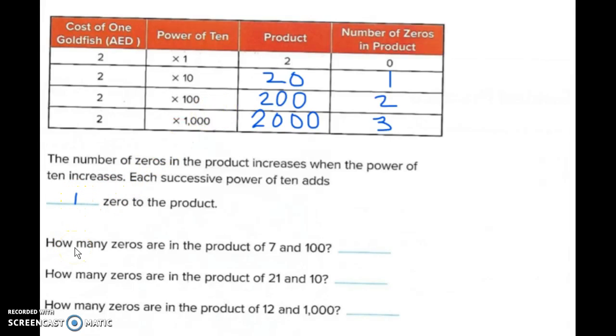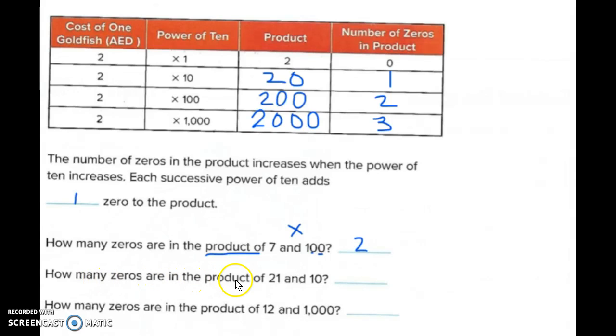How many zeros are in the product of 7 and 100? If we talk about the product of something, we are talking about multiplying. So the product of 7 and 100 is the same as 7 times 100. Now, how many zeros do you think will be in the product of 7 and 100? Count how many zeros. 1, 2. We will have 2 zeros.